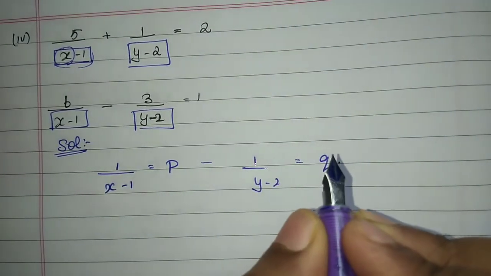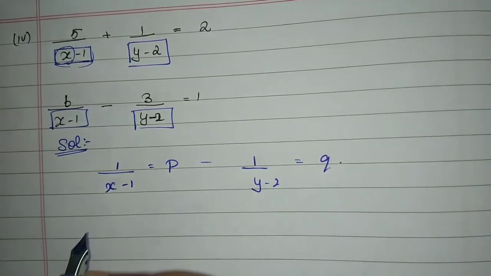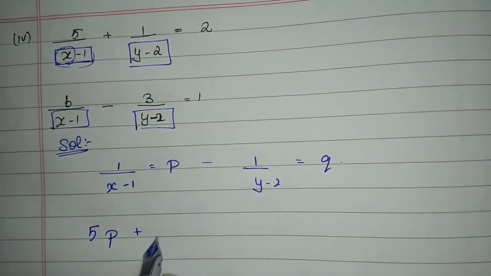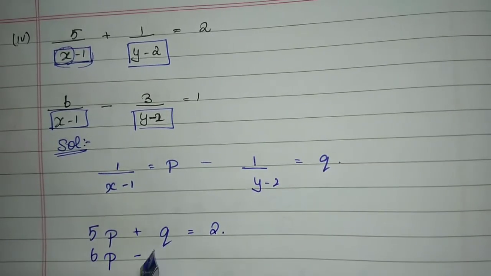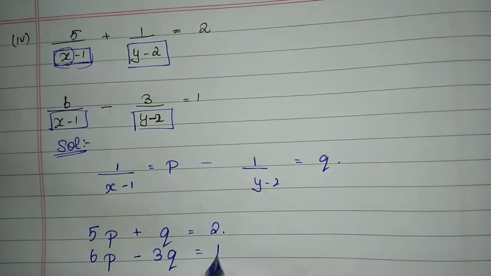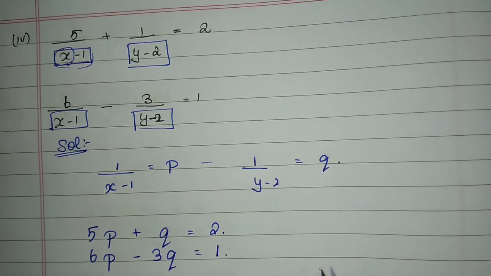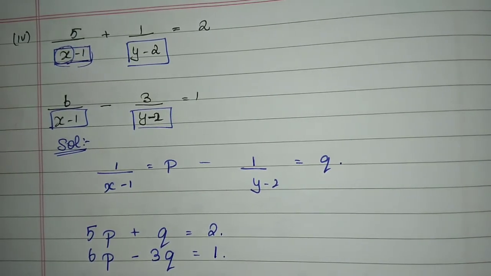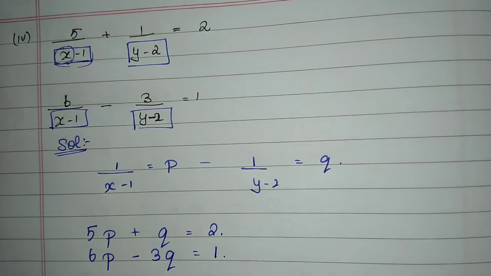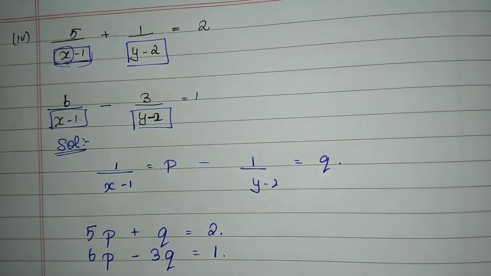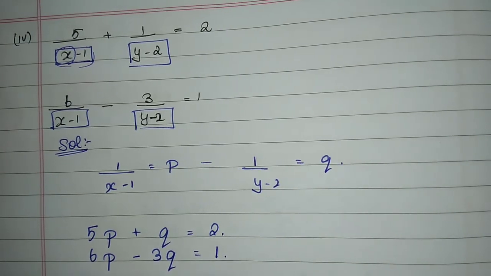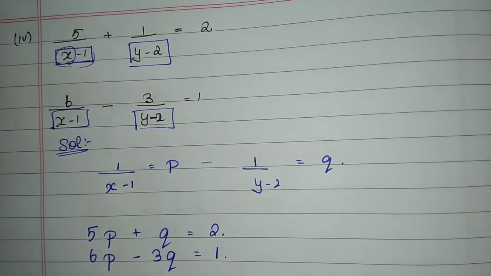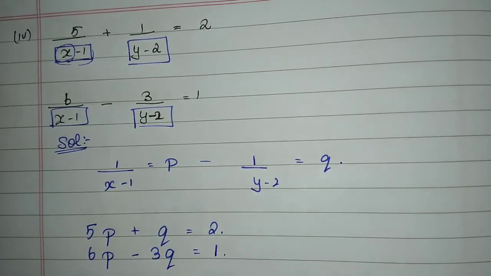So now I'm going to substitute it. So I will have 5p plus q is equal to 2 and 6p minus 3q is equal to 1. So it is always better to use cross multiplication method or elimination method, because those two methods will be little small and easier, and whatever is possible for you, you can do. It is not that we have to do this method or that method. Whatever is easy for you, you can do. So for me, elimination method and cross multiplication is better.